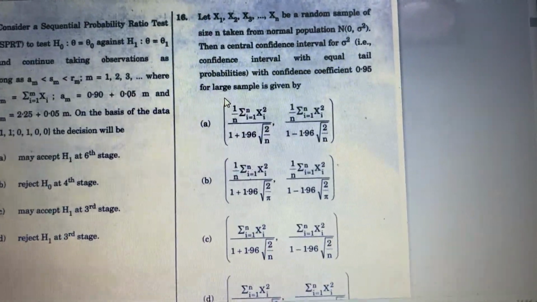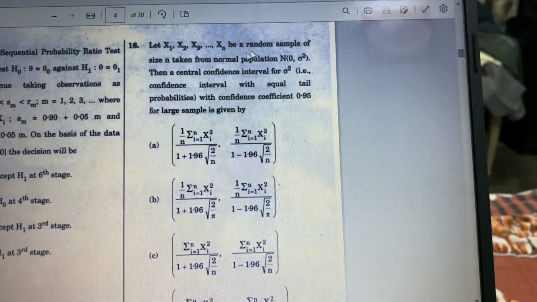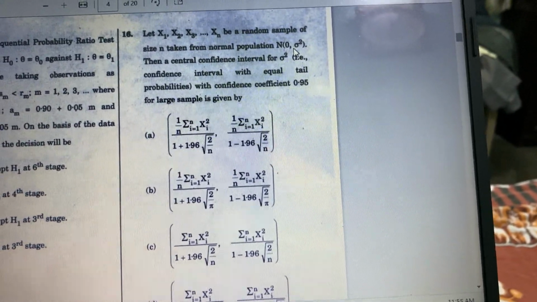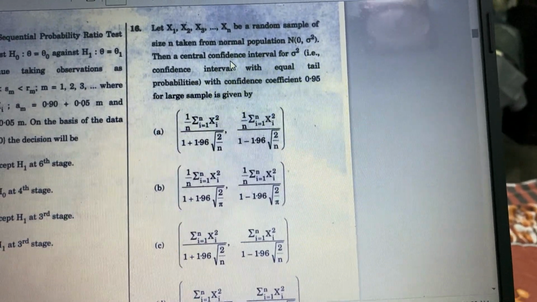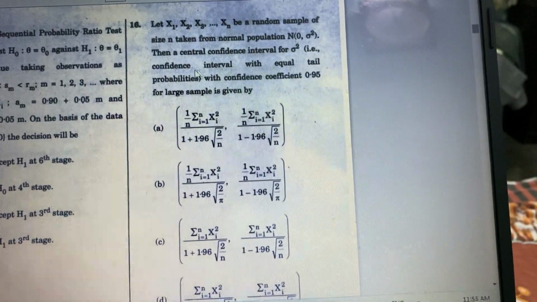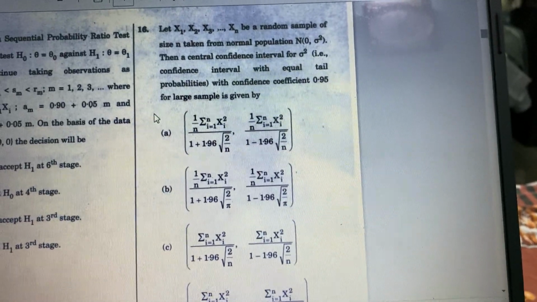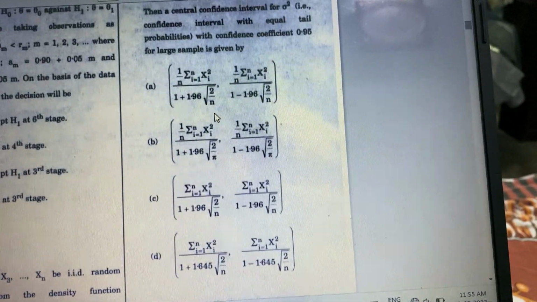Today we are solving ISS 2021 paper 2 question number 16. So let us examine the next question. We have a random sample from a normal population with mean 0 and variance sigma square. Then the central confidence interval for sigma square, that is the confidence interval with equal tail probabilities with confidence coefficient 0.95 for large sample, is given by. Okay, so we have the following options.